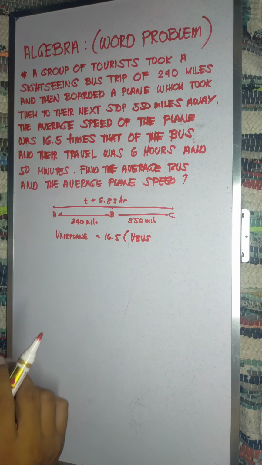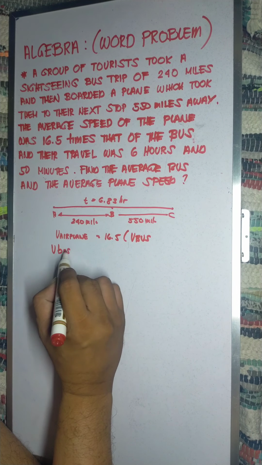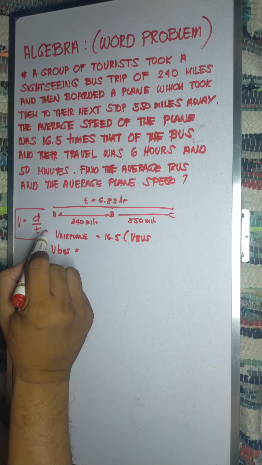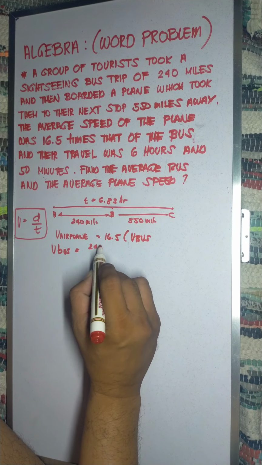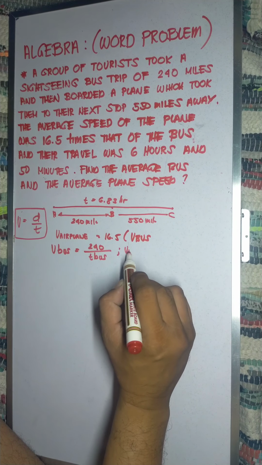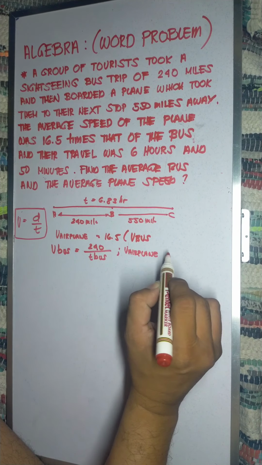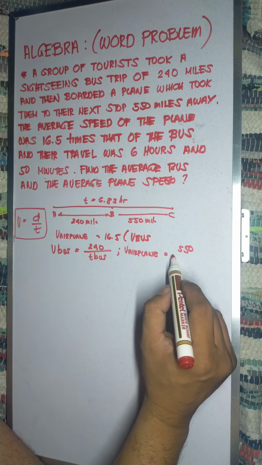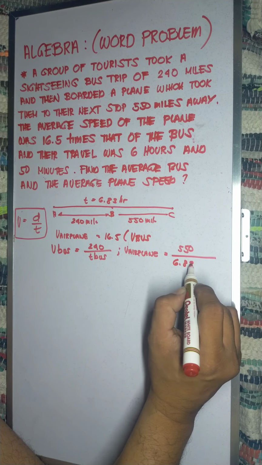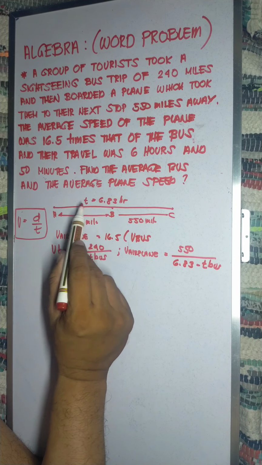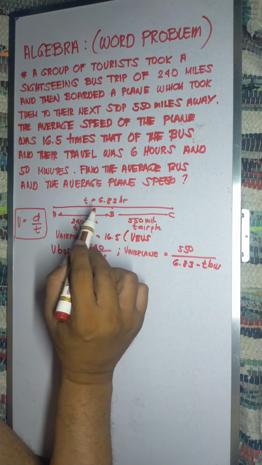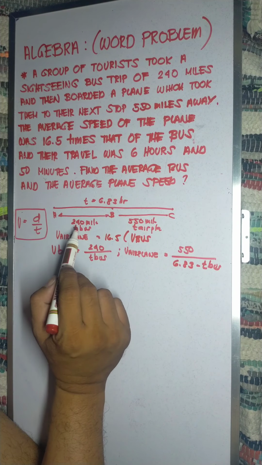Very clear. So the velocity of the bus is equal to distance over time. We're using here the basic formula of velocity, distance over time. This is what we're looking for. So the velocity of the bus, the distance of the bus is 240 over the time of the bus. And for the airplane, the velocity of the airplane is equal to the distance 550 all over the time of the airplane, which is 6.83 minus the time of the bus. We derive it here: this is the time of the bus, so the time of the airplane is 6.83 minus the time of the bus.